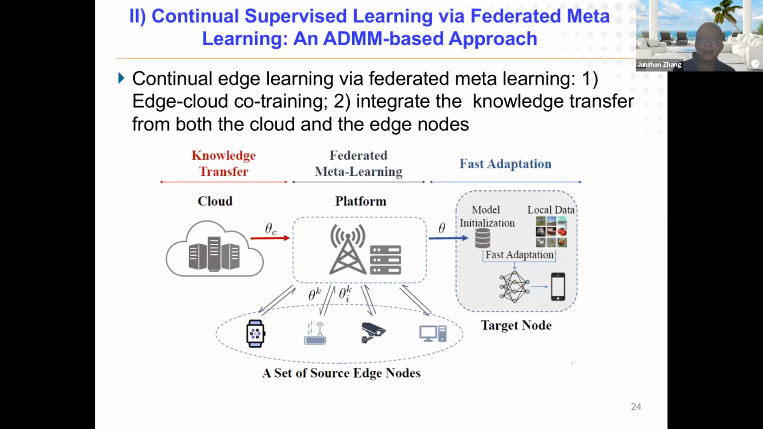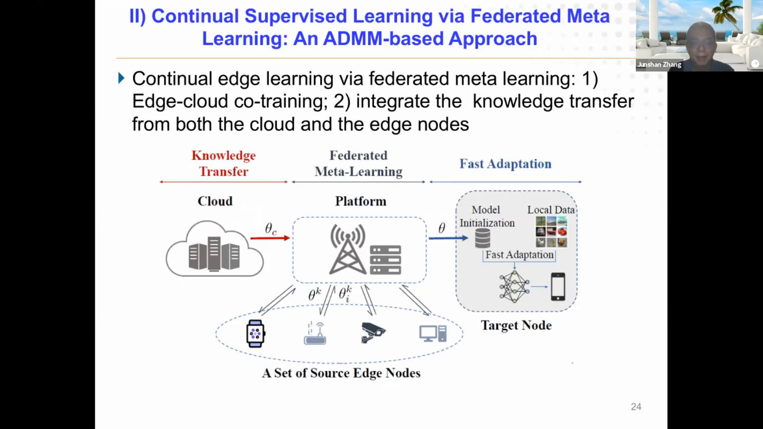Federated meta learning is built upon federated learning. It is actually a marriage of federated learning and meta learning, and the model training is carried out by using edge-cloud co-training. So you make use of the computational resources of both edge nodes and the cloud. As illustrated in this diagram here, suppose we have pre-trained a model in the cloud, with model parameter theta c. We transfer this knowledge from the cloud to the edge for edge training.